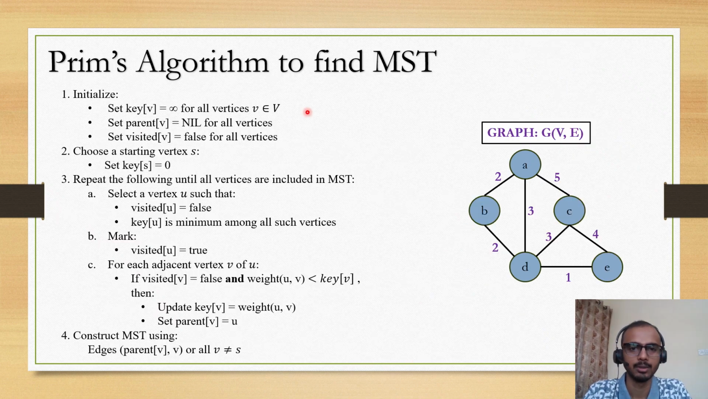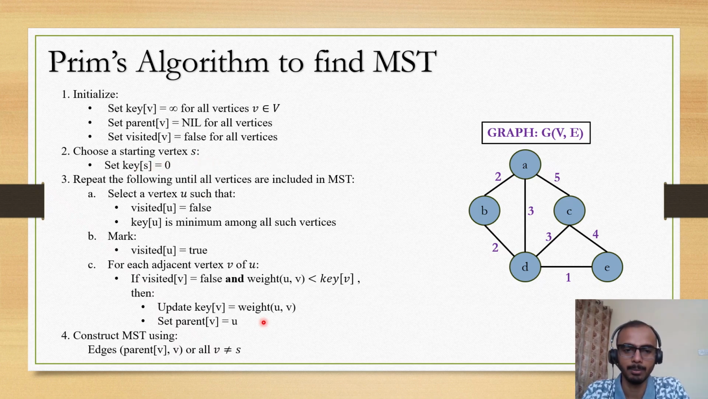So this is Prim's algorithm to find the MST. For each vertex, we have key, which keeps track of the minimum cost edge from that particular vertex, and then parent will keep track of which vertex this minimum cost edge is coming from, and visited will keep track of whether the particular node is visited or not, so that cycle formation will be tracked using this. We can choose any starting vertex and make its key value 0.